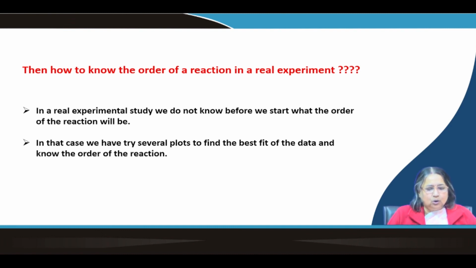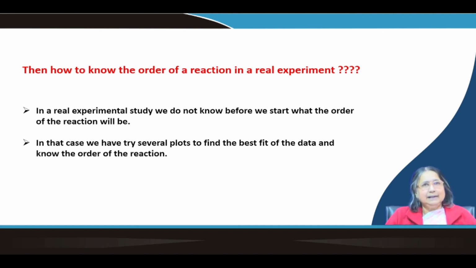Then how to know the order of the reaction in a real experiment? I will show in the last lecture an actual experiment and how you can determine the order, but here I am explaining theoretically. Before we start a real experimental study, we do not know the order, and we cannot speculate. So how will we determine the order?